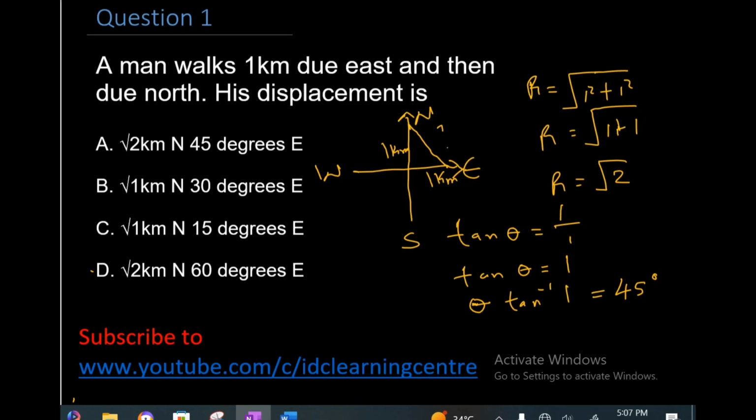Combining the resultant and the angle now, our resultant is the square root of 2 kilometers, then the angle north of east is 45 degrees. So this is going to be our displacement. Therefore, our answer for this question is A. So that's question 1. Then let's go to question 2.